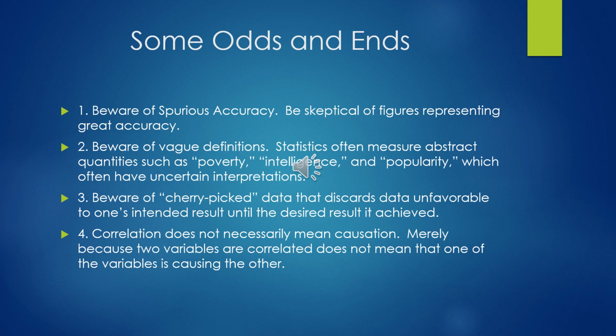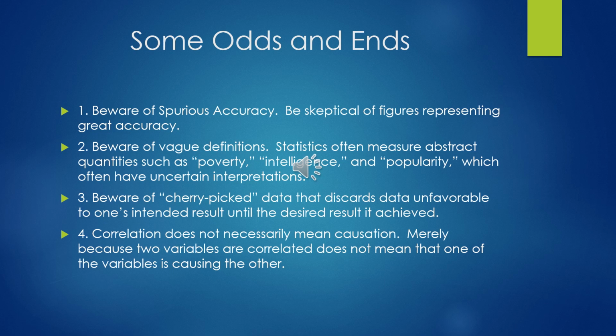You have to be careful of cherry-picked data that discards data unfavorable to one's intended result until the desired result is achieved. So let's say, for example, that I'm a vaccine researcher and I'm really, really anxious that my vaccine be approved for COVID-19. And so I administer a test, and yet I only count the data where the people improved, and I ignore the data that doesn't really support my conclusion. That's called cherry picking. When you're cherry picking, you only pick the best cherries, right? So if you're cherry picking data, you're only picking the data that supports your claim. The problem is that's totally dishonest and deceptive.